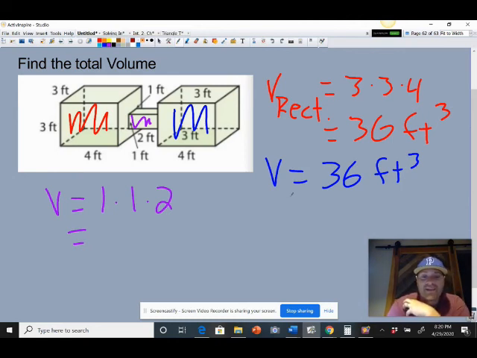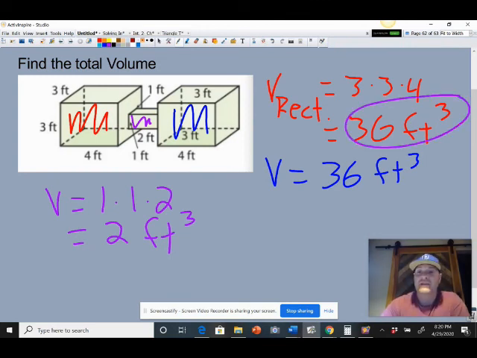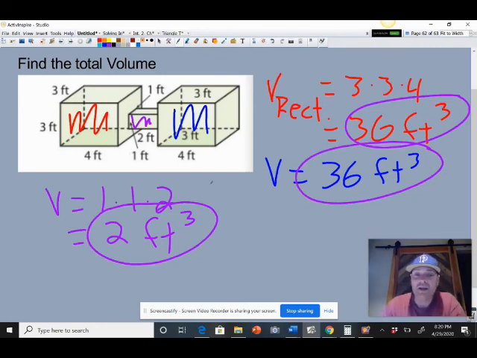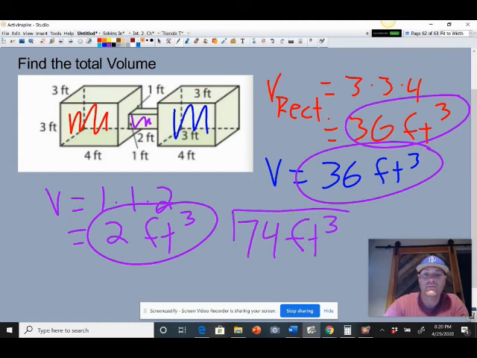1 times 1 times 2, that looks like 2 cubic feet. And so all we have to do is add these guys up. There's that one, there's this one, and this one. And I've got 72 and 2, that looks like a final answer of 74 cubic feet. All right, here's the next one.